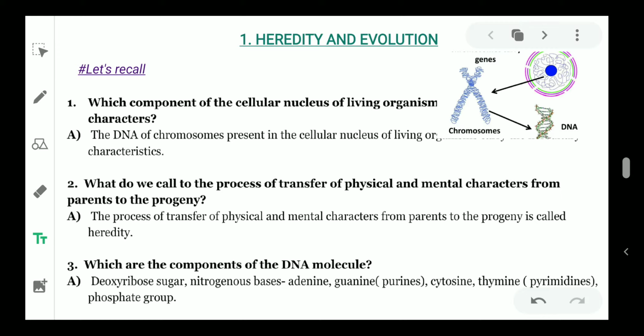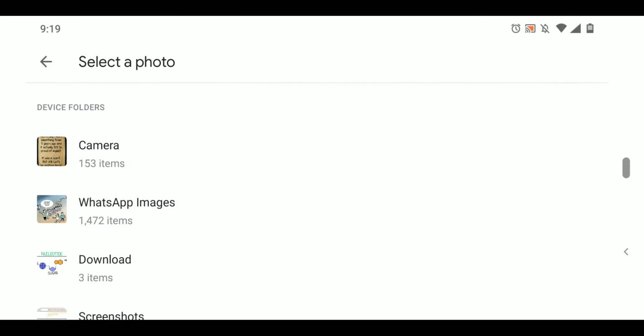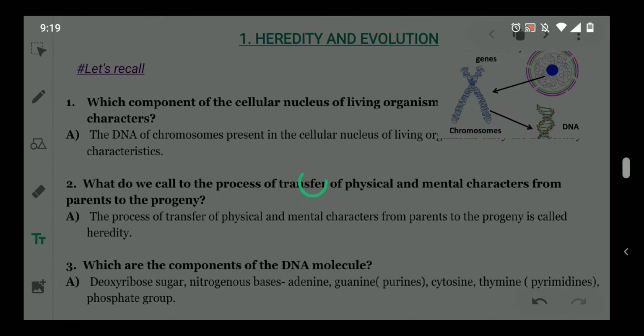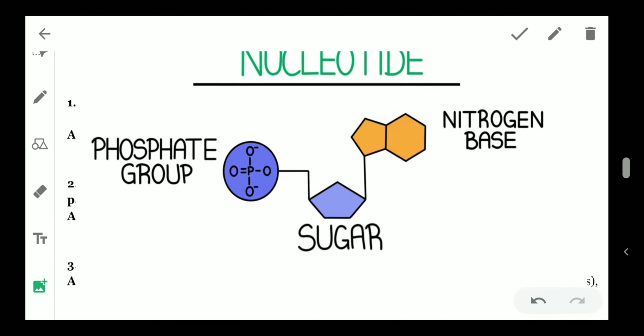Next, which are the components of the DNA molecule? Now we have studied the structure of DNA in detail in the previous year. We know that it is double stranded. We know that both the strands consist of alternately joined phosphate group, sugar, and nitrogenous bases. So these are the three main components of DNA, attached one below the other, and it forms a very long chain.